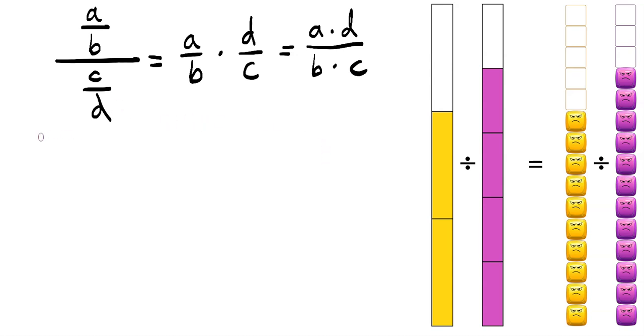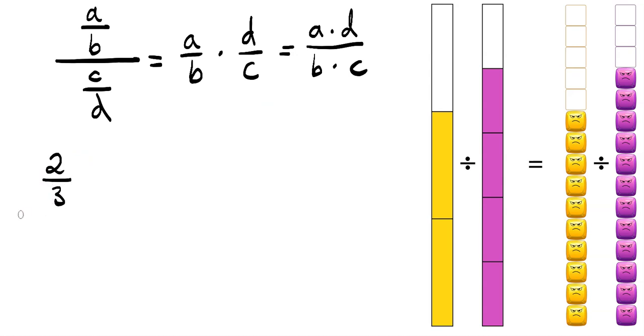So how can you motivate this part, that this is equal to this? If we can motivate this, then we also have motivated this part, if we already know that multiplication of two fractions is this formula. So let's take an example.